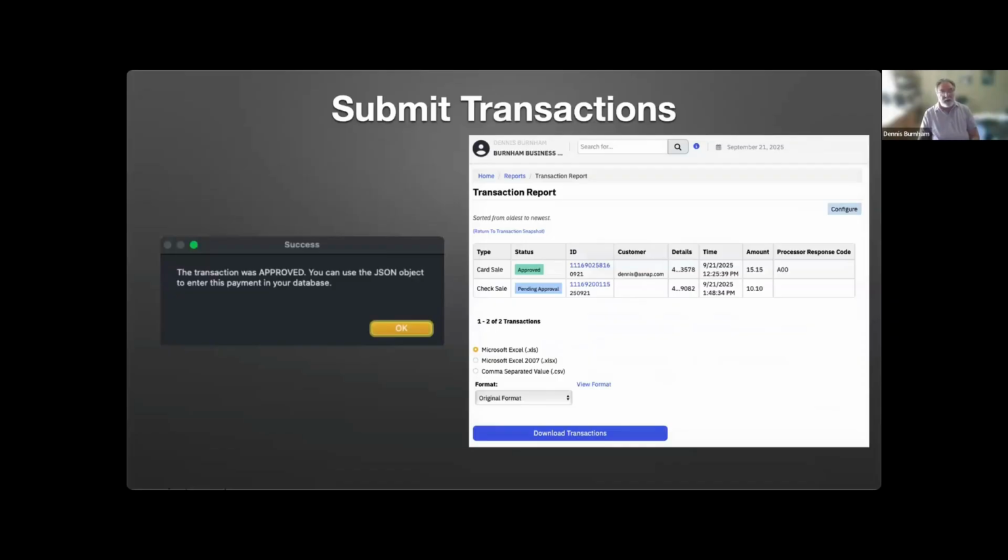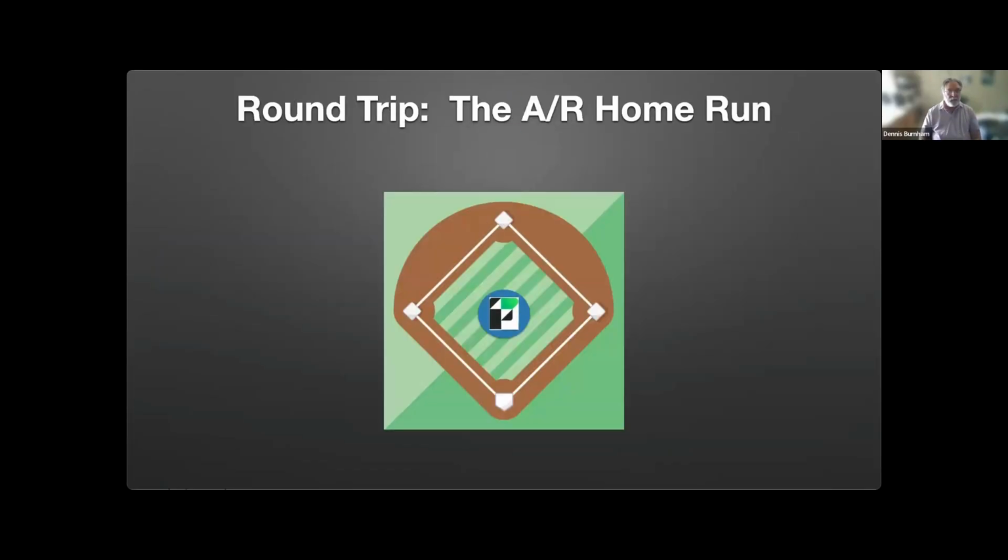Then if you were to go back into the NMI gateway, you would be able to see that on the same date, September 21st, I ran an approved credit card sale, and the check sale is pending approval because it takes a few days for the bank to report back that the funds were put into your account.